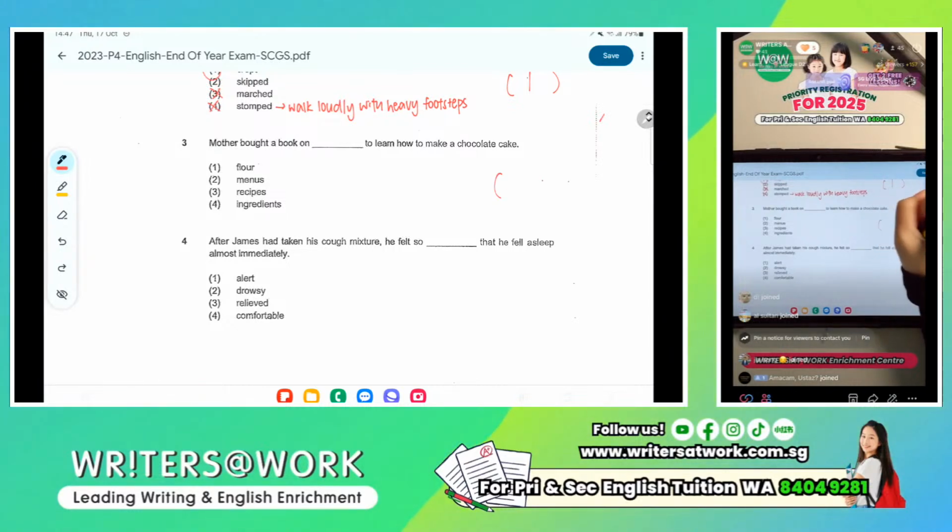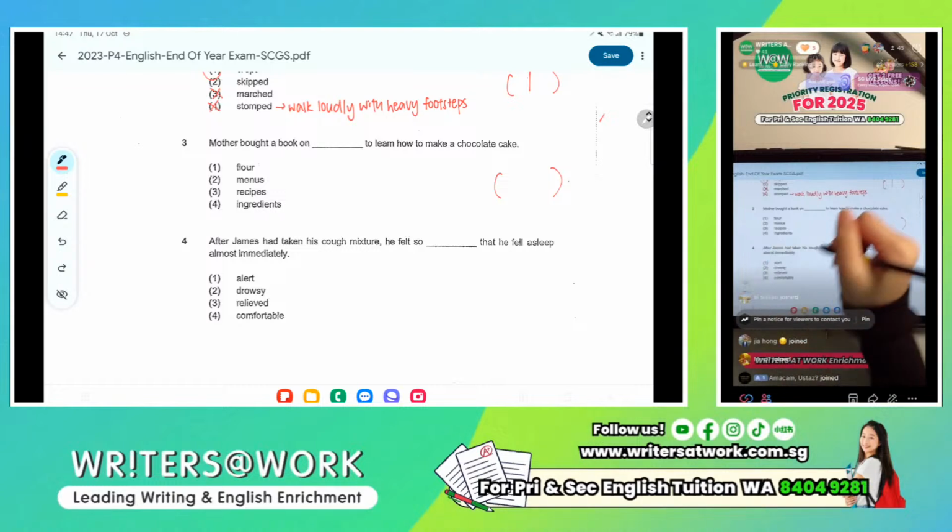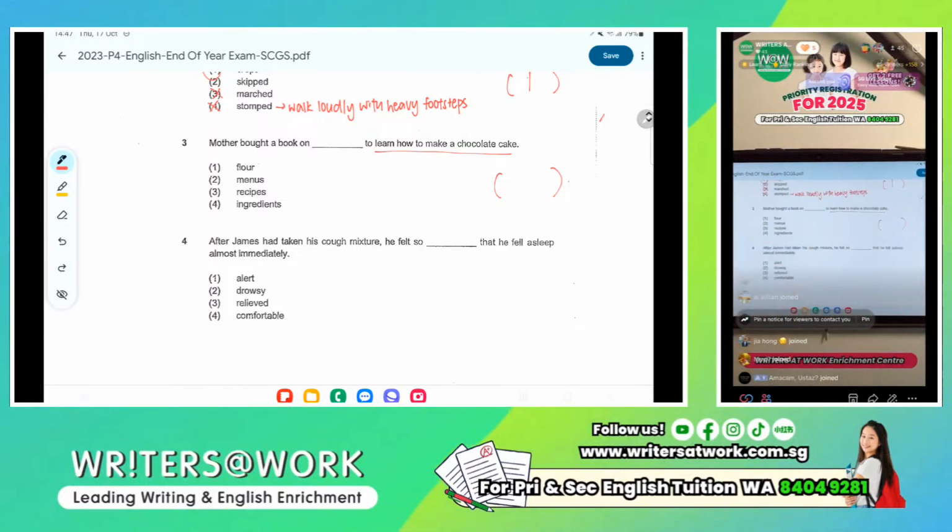Okay, question 3. Mother bought a book on blank to learn how to make a chocolate cake. So, buying a book on the instructions you follow when you bake, right? What would it be? What book would it be?